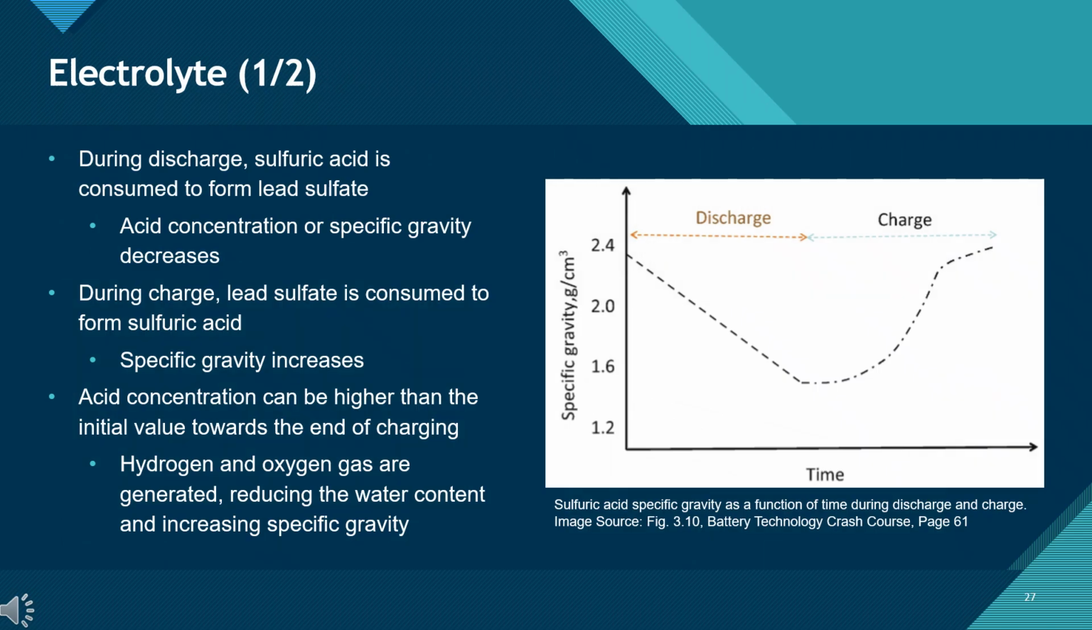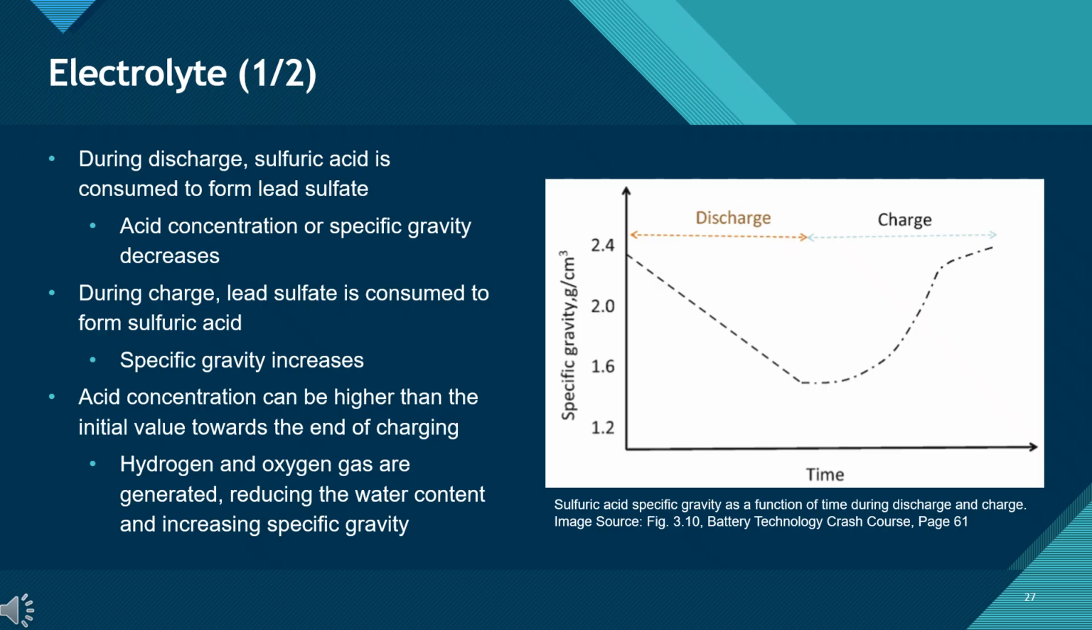In a lead-acid battery, the electrolyte consists of sulfuric acid mixed with water, and its concentration changes during both charging and discharging. When the battery discharges, sulfuric acid is consumed and converted into lead sulfate on the plates. As a result, the acid concentration, or what we call specific gravity, gradually decreases. During charging, this process reverses. Lead sulfate is consumed, and sulfuric acid reforms, causing the specific gravity to increase again.